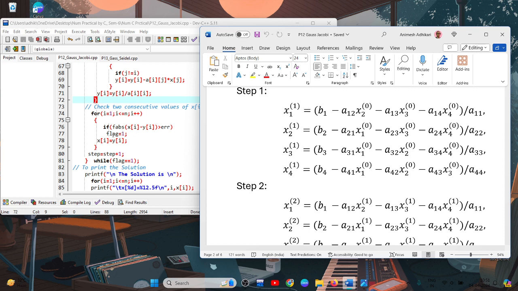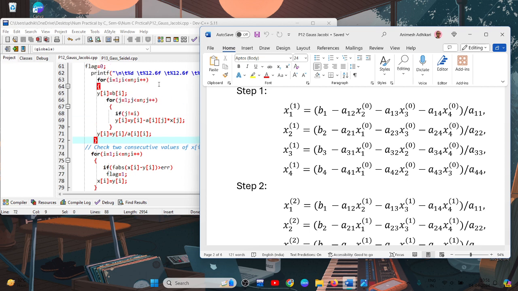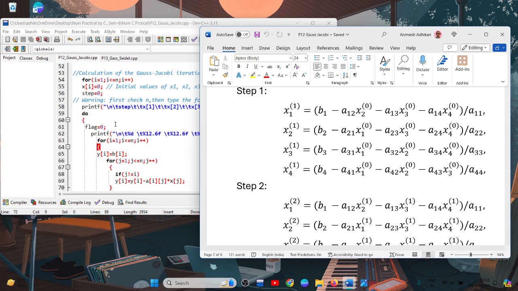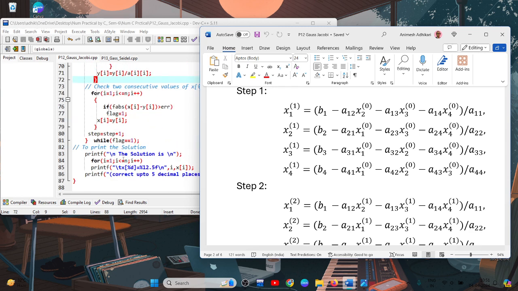That is, if flag equals 1, then the absolute value of xi minus yi is greater than the error. So again enter the do loop and calculate step 2. In this way, when the tolerance level becomes less than the error, then flag equals 0, and this completes the do-while loop.